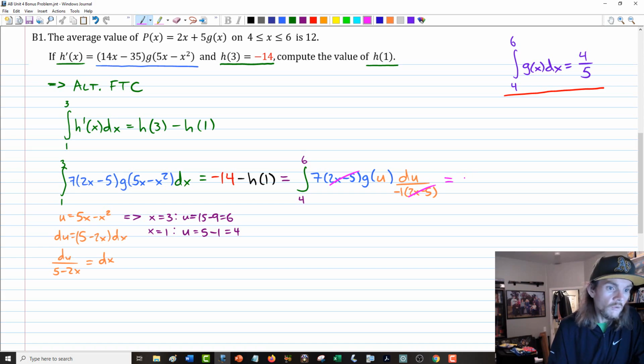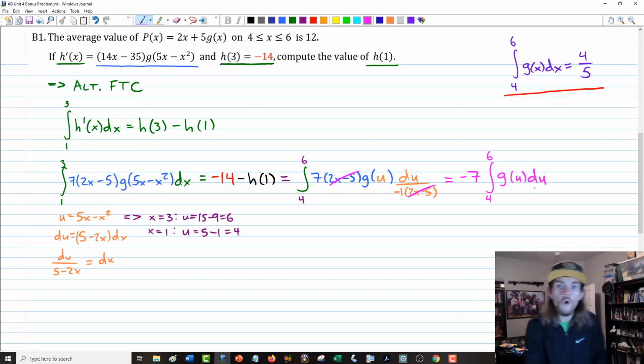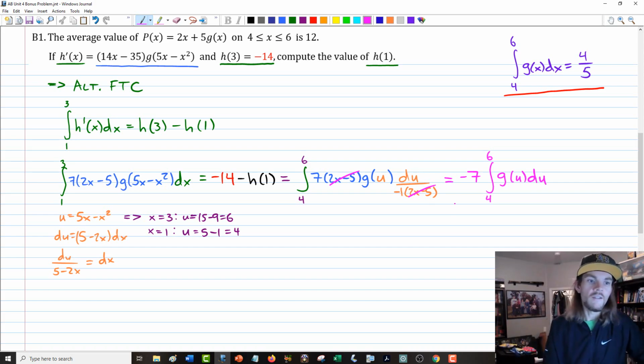And in fact, we can continue forward by moving the scalar stuff out in front. That'll be negative 7 times the integral from 4 to 6 of g of u du. And oh my gosh, do you see what just happened? Basically, if you didn't see it, that's okay. I will point it out for you. This integral, sorry, not the 7, this integral is the same thing as what we found from the first piece of information.